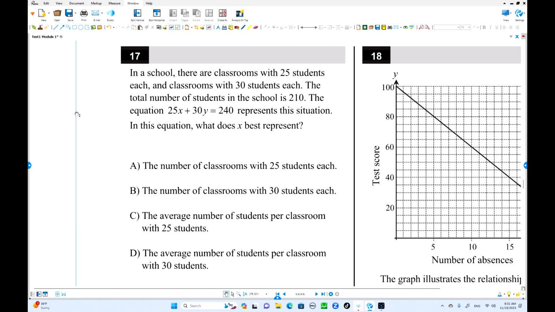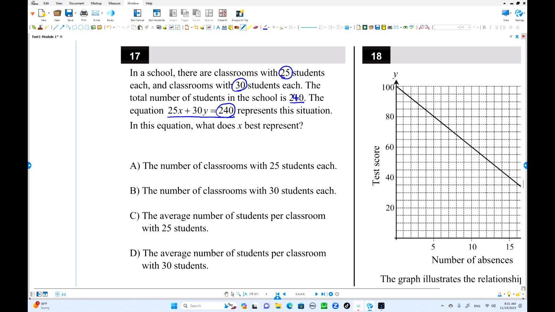This is number 17. There are classrooms with 25 and other classrooms with 30 students each. So the sizes are different. Class size 25 and 30. Okay, this is the number of students. And the total number of students in the school is 210. So they made these equations. 25x plus 30y equals 240 students. No, I think this is the 240, right? I think that is some mistake, I think.